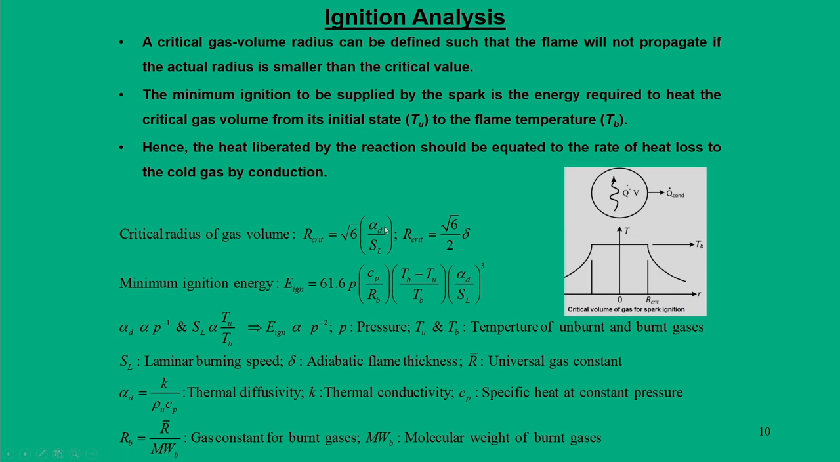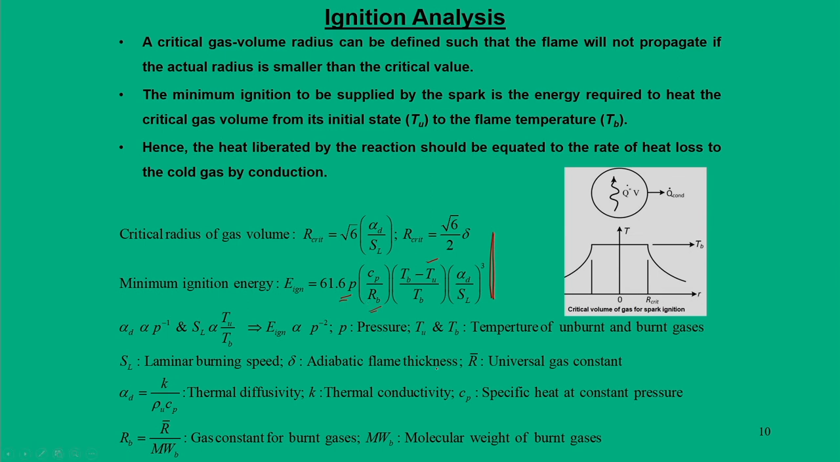The important thing to be noted is that these are theoretically derived expressions, but in the experimental observations we see the dependence on pressure and temperatures. Here we have two temperatures: Tb is the burnt gas temperature and U stands for unburnt gas temperature, and SL stands for flame speed. Alpha D is the thermal diffusivity, which depends on the ratio K by rho Cp. And again, we have Rb, which is nothing but the gas constant for the burnt gases, that is, R bar divided by the molecular weight of the burnt gases.